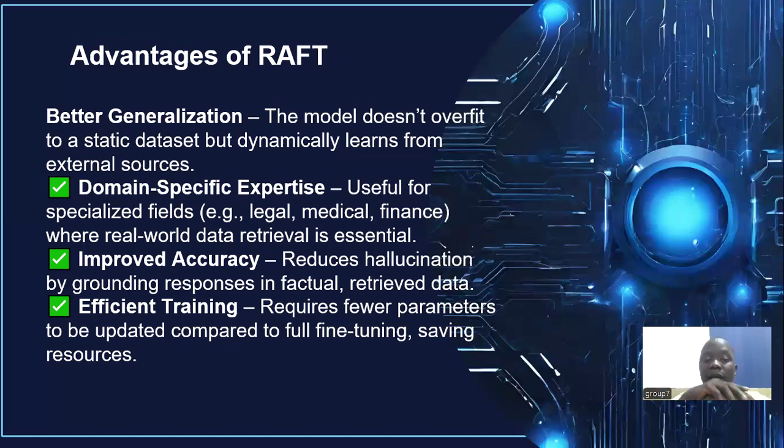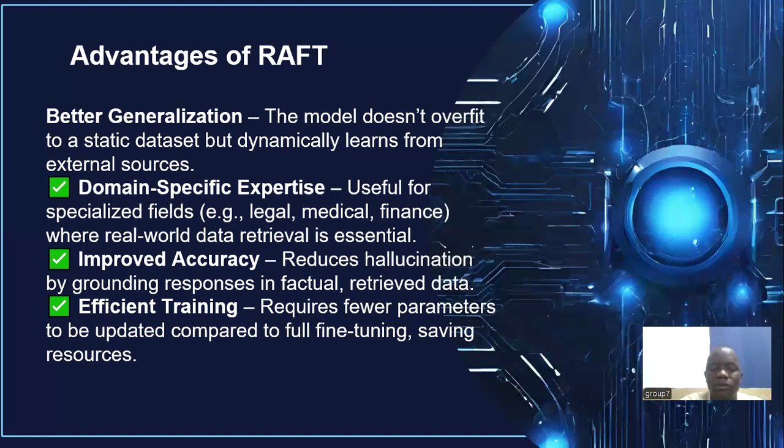Now, let me talk about efficient training. With efficient training, there are fewer computations and more speed. Traditional fine-tuning requires updating many parameters, which is costly and time-consuming. What RAFT does is it only fine-tunes with retrieved data, not the whole data, reducing the number of parameters that need updating.